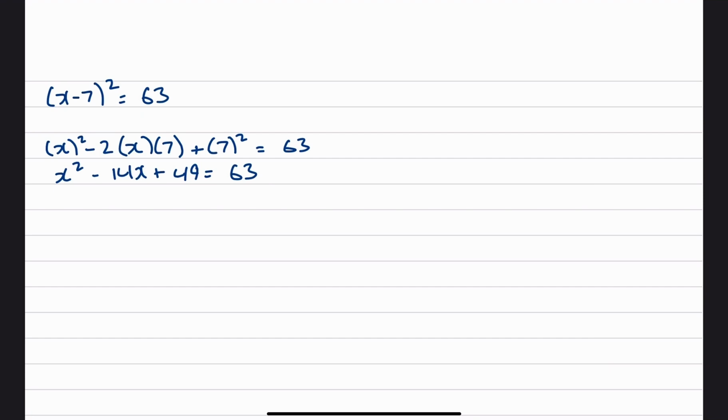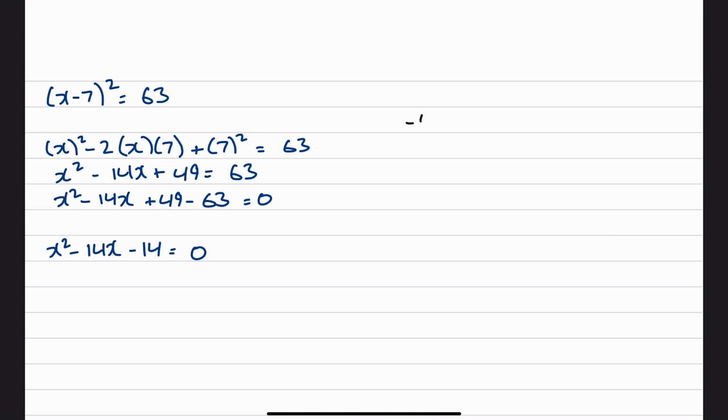The first thing you do when you're solving quadratics or any equation is bring everything to the left side or to the right side and make sure there's a 0 on the other side. So x squared minus 14x plus 49 minus 63. When I bring 63 to this side of the equation, the sign changes from positive to negative, equals 0. So x squared minus 14x, 49 minus 63 is negative 14, equals 0.